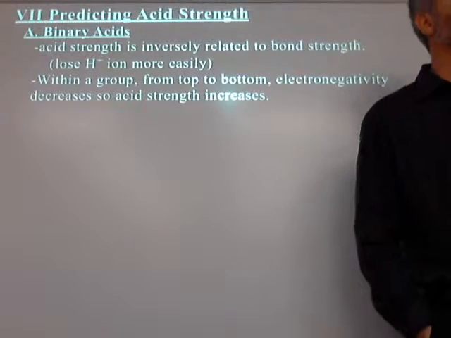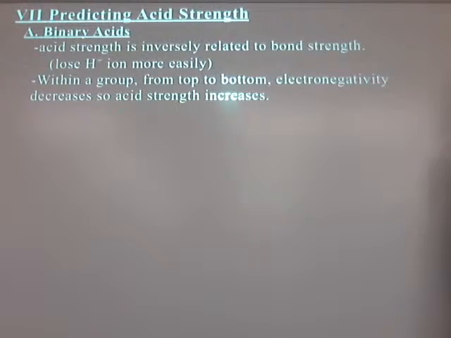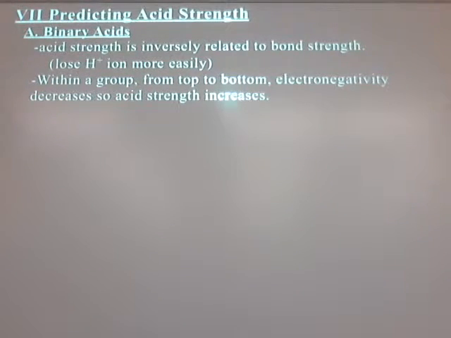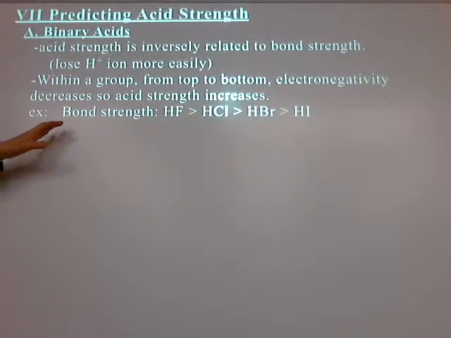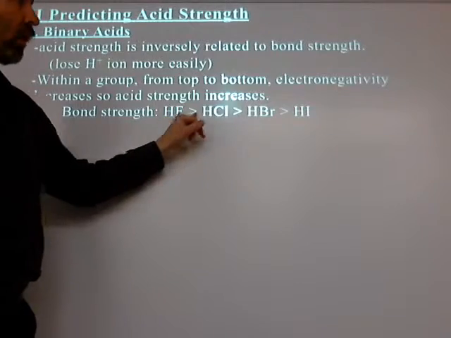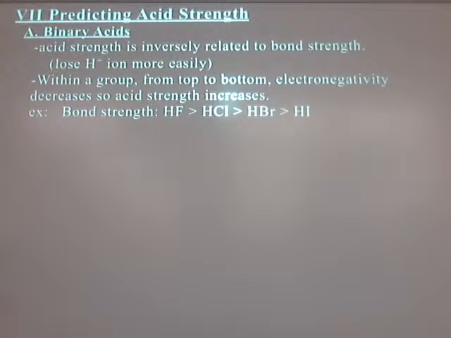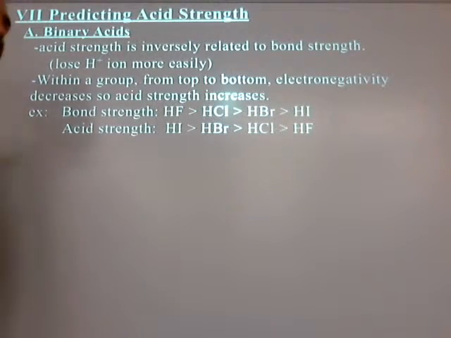A better way would be to look at constants that we're going to learn about in Chem 2, the equilibrium constants for acids and bases, Ka and Kb. But we're not doing that right now. We're just going to do some general stuff. So again, if the bond strength goes with HF being the strongest and HI being the weakest, what are you going to expect for the acid strength? The exact opposite, right? Inversely related.